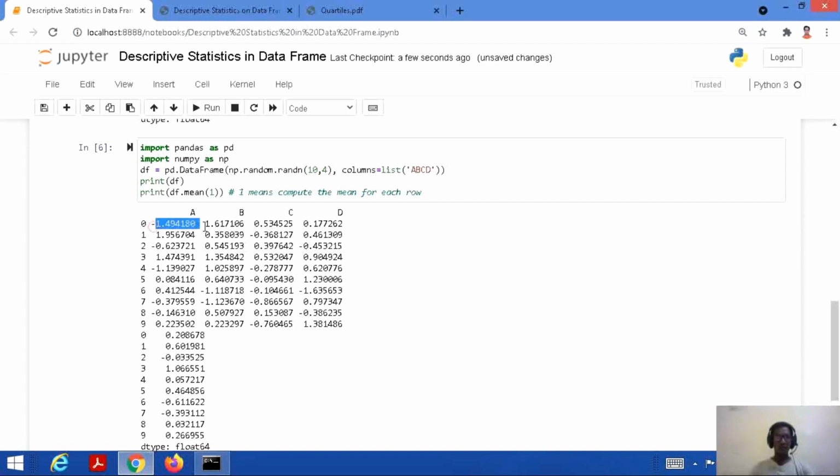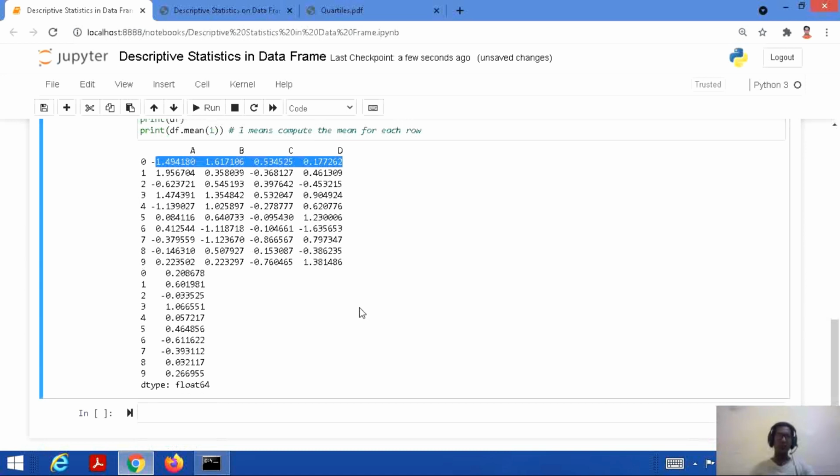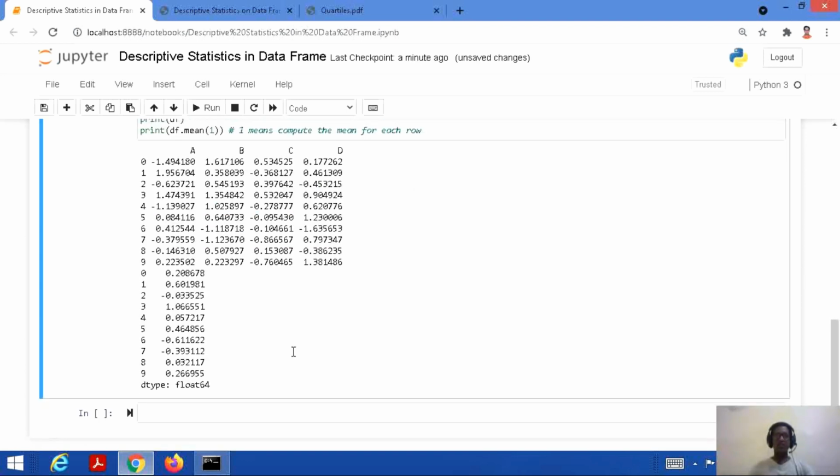Here we have calculated the mean of all these 4 values, then these 4 values, and so on till row number 9. There are 10 rows, and we are calculating the mean for each row and presenting it here. Okay, fine.